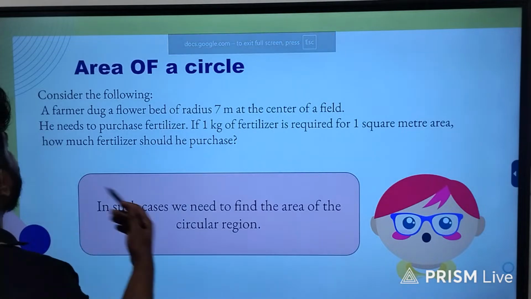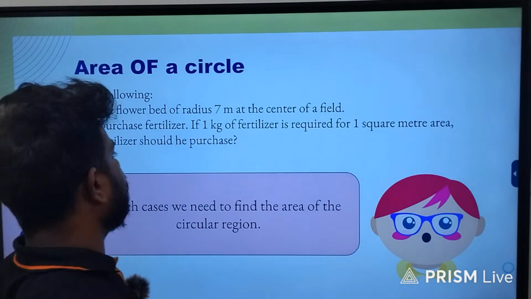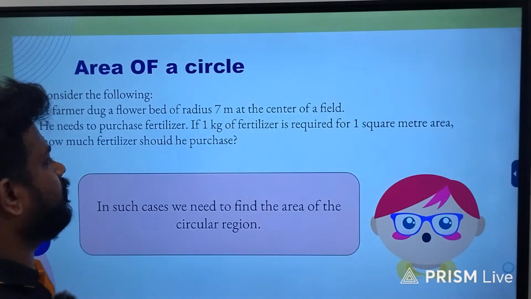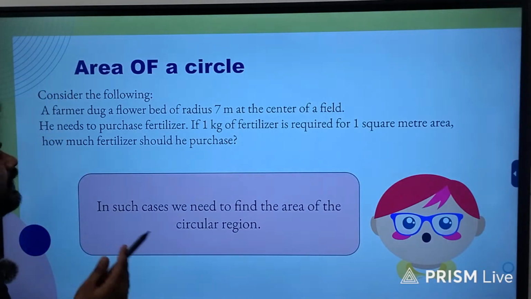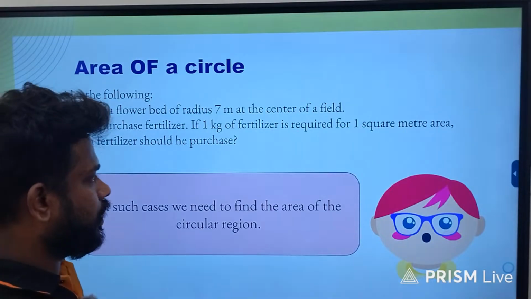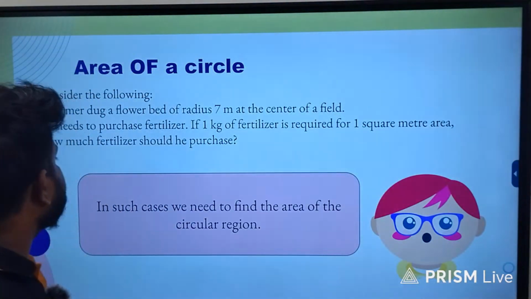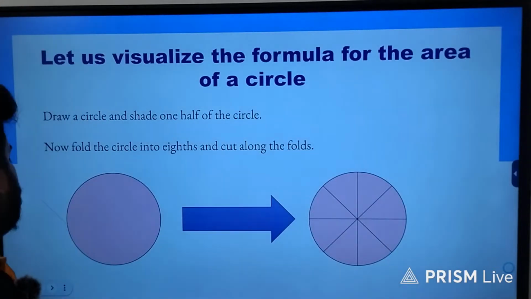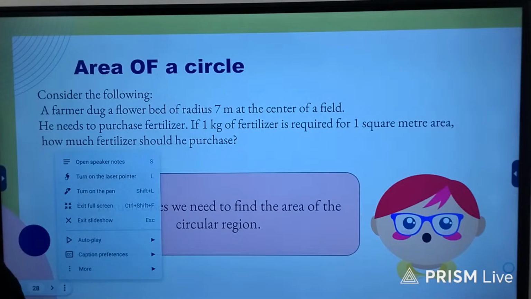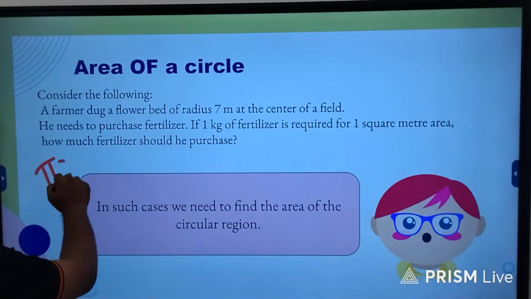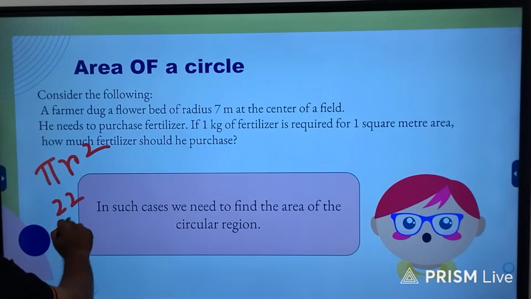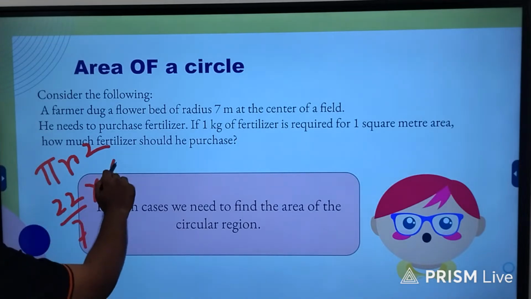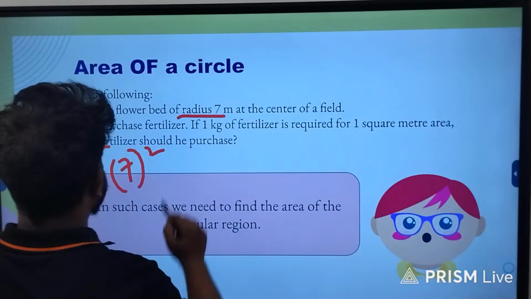Okay, so consider the following. A farmer dug a flower bed of radius 7 meters at the center of a field. He needs to purchase fertilizer. If 1 kg of fertilizer is required for 1 square meter area, how much fertilizer should he purchase? In such cases, we need to find the area of the circular region, and to do that we use the formula pi r square, where pi is 22 by 7 and r square means 7 square, that is the radius.